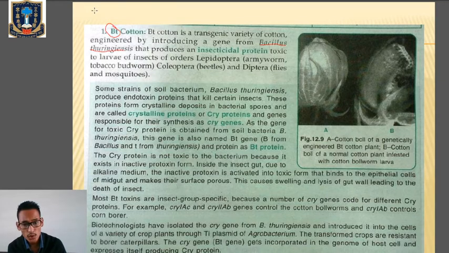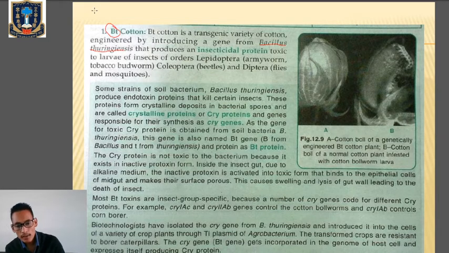Okay, so cry1AC and cry2AB genes control the cotton bollworm. This is very important because we're saying that they are insect specific, insect group specific. So first we have the genes cry1AC and cry2AB, which are used to control the cotton bollworm, and we have the cry1AB gene, which is used to control the corn borer. So these are insect group specific genes.